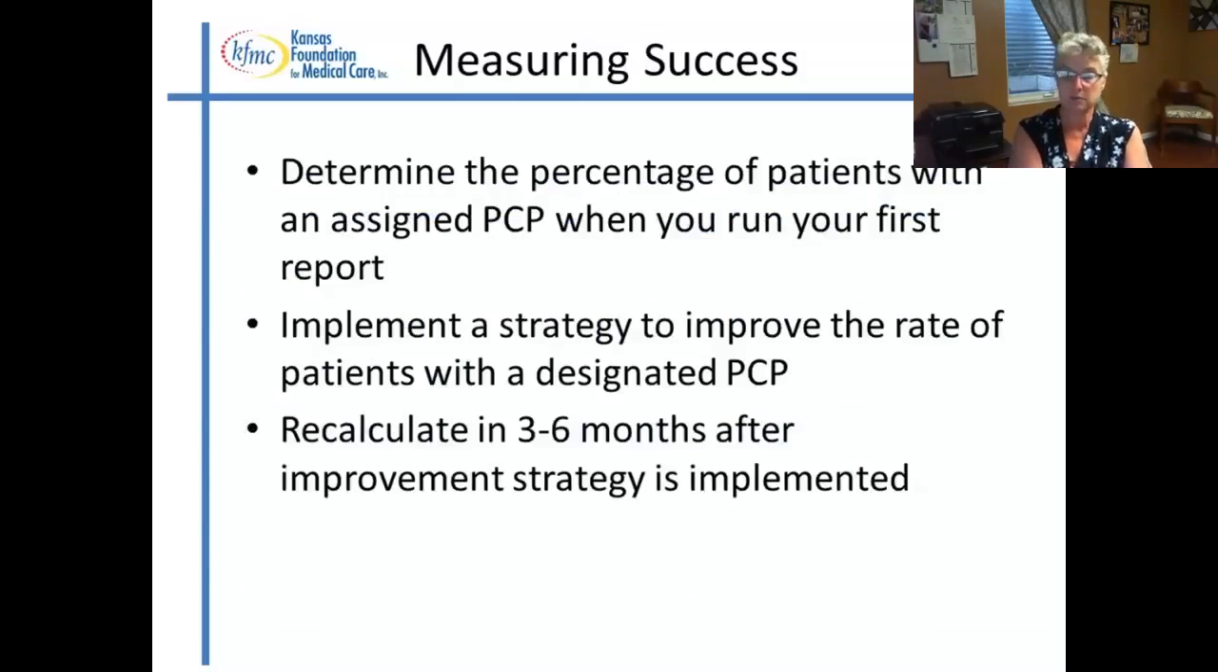Now, repeat this report and calculation a few months after you have implemented a change. Has your empanelment rate improved? Now, remember, we're not assigning a PCP for the purpose of just assigning a PCP. You're assigning a PCP so that you know which care team should be providing care management and follow-up to those patients. A patient without a primary care provider might miss important tests and follow-up.